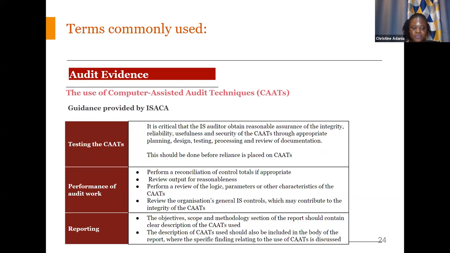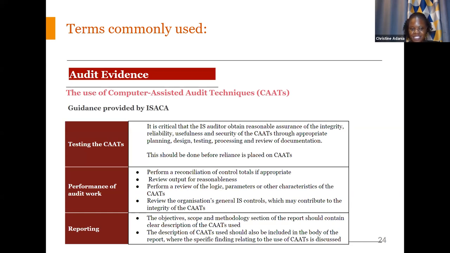Then what do you do during the performance of audit work? Ensure that you perform reconciliations of control totals if it's appropriate. Review the output for reasonableness, because you don't want to run your queries and then at the end of the day, it's generating for you cats and dogs. You don't understand the output at all. You're expecting something different.